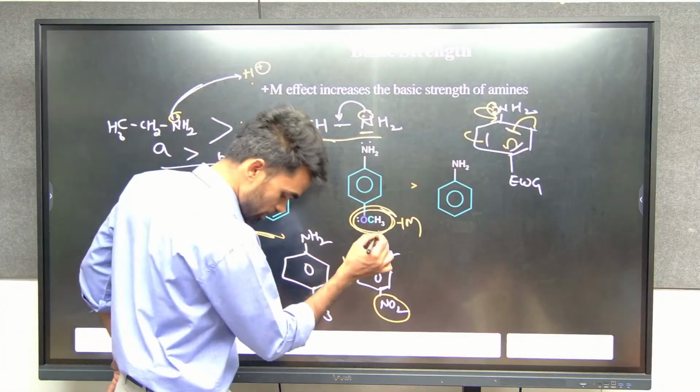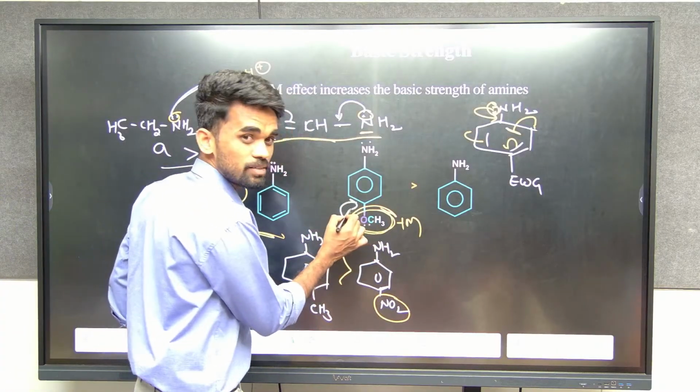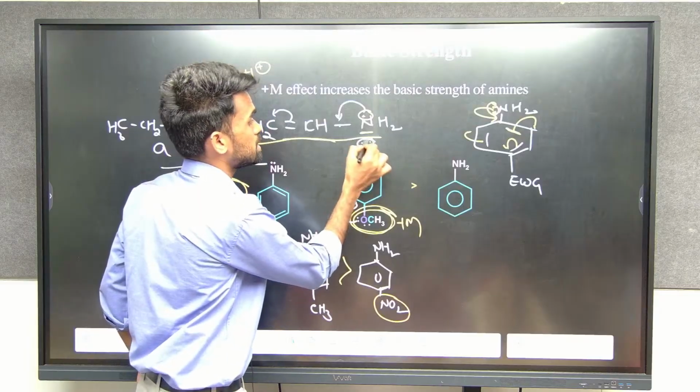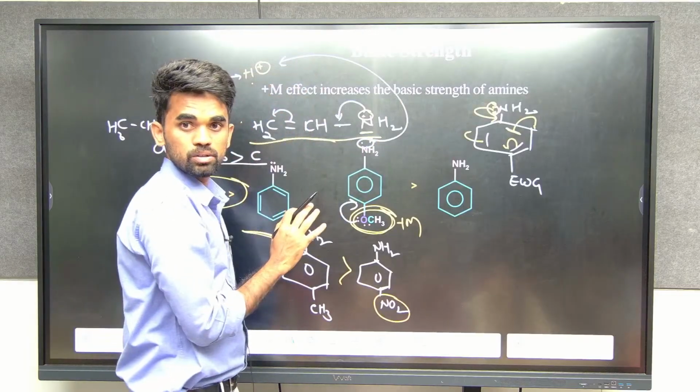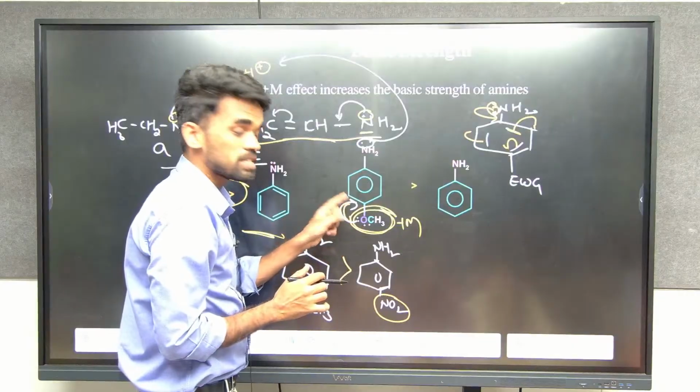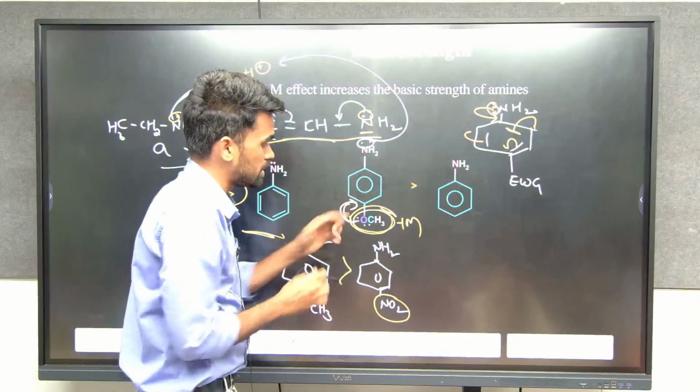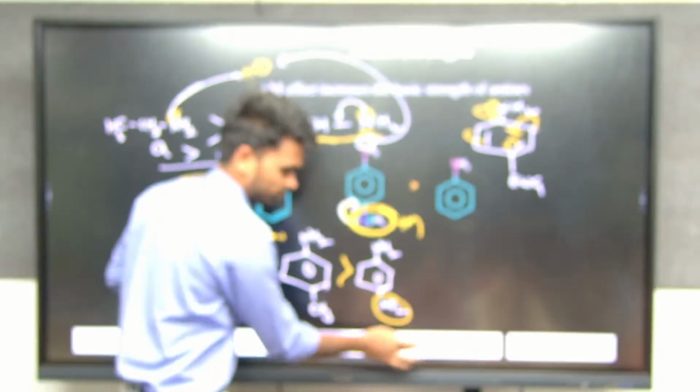What we have here, lone pair electrons releases now. So this lone pair easily accepts now. An electron releasing group will activate the ring.